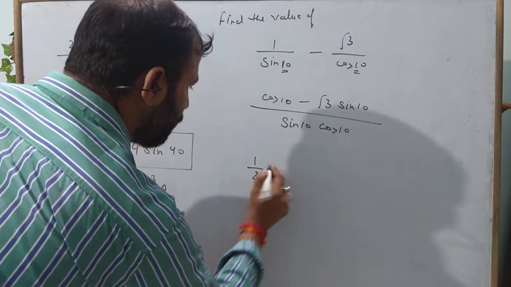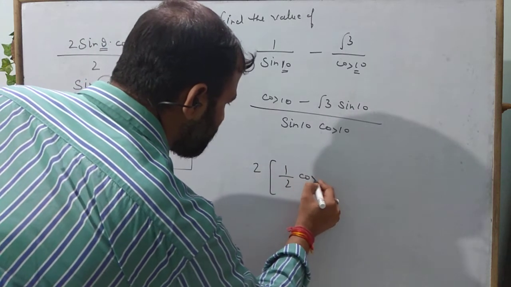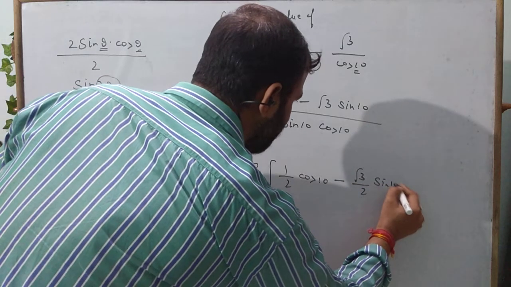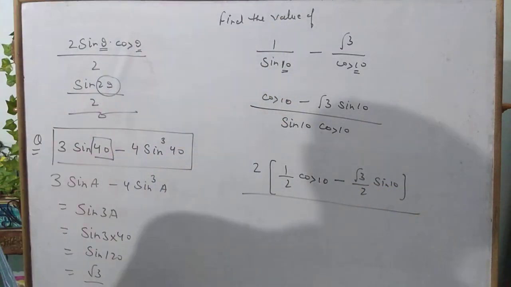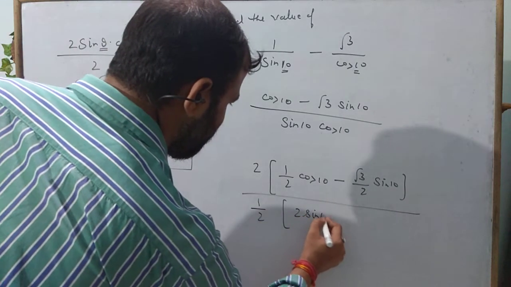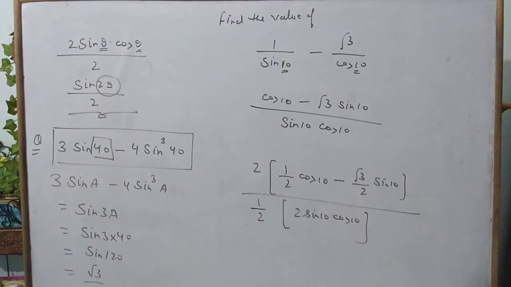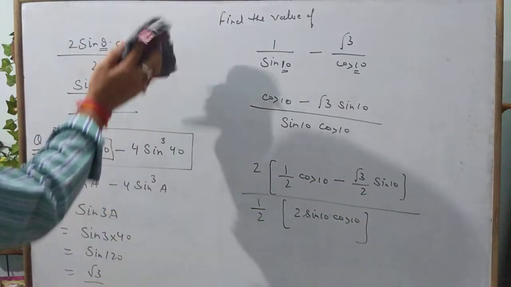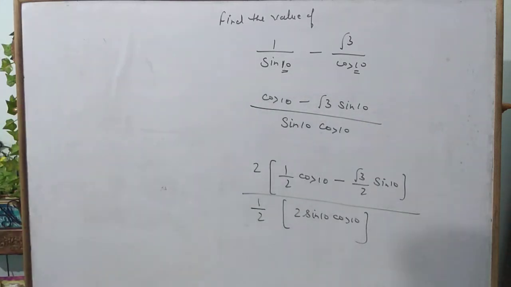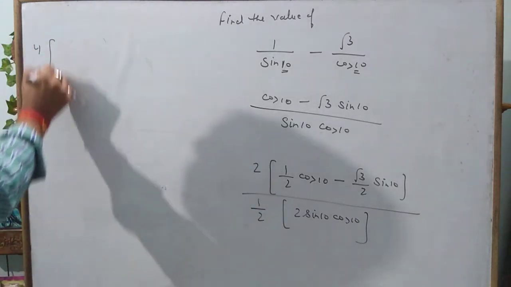This can be written as 2 into (1 by 2 cos 10 minus root 3 by 2 sin 10) in the numerator, and the denominator can be written as 1 by 2 into 2 sin 10 cos 10. We can write in this manner because we multiplied by 1 by 2 and divided by 2, so this 2 shifted becomes 4.